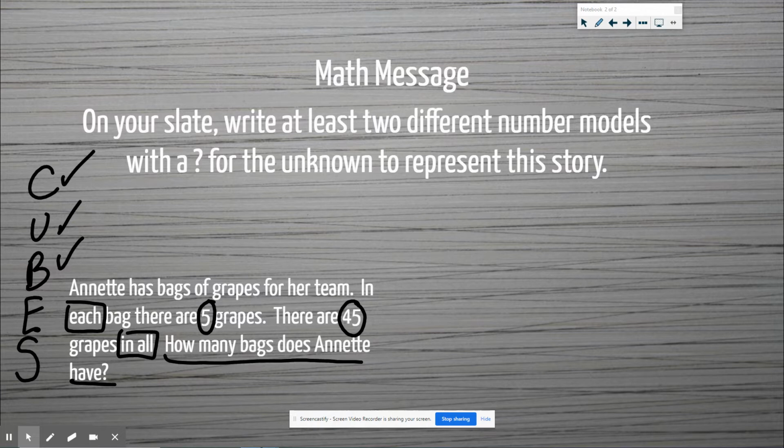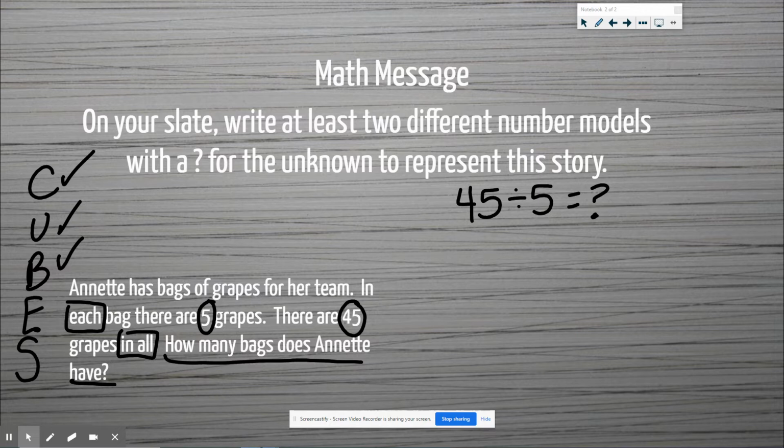So I need to know how many bags. So I don't know the bags. I know how many are in the bag. So I want to think about my number sentence as I'm taking those 45 grapes and I'm splitting them into groups of 5. So I would say 45 divided by 5 equals the number of bags.